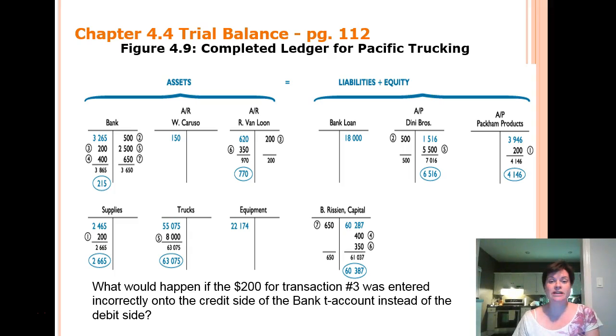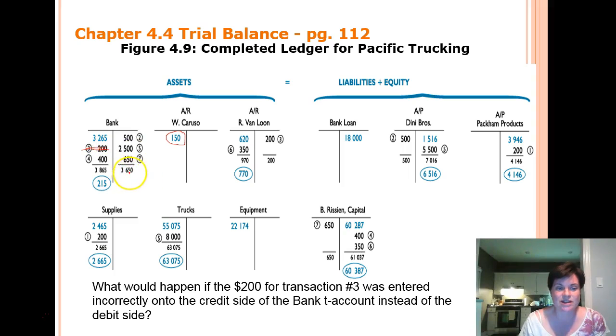So let's look at our completed ledger T accounts for Pacific Trucking. So you remember from our previous lessons that we went through this and we recorded these entries for each of these transactions, and we calculated these balances here. And so we know now here the bank has a debit balance of $215 and accounts receivable for Double Caruso is $150, and our Van Loon is a debit of $770, and we have our accounts payable account with a balance of $6,516, and so on.